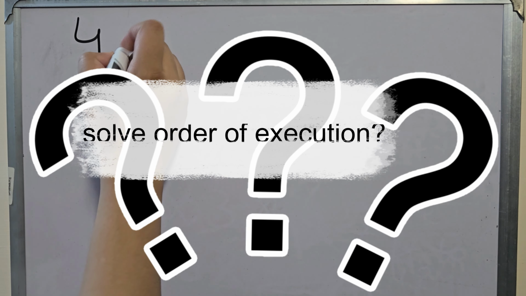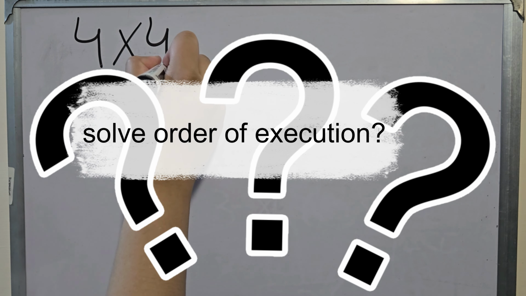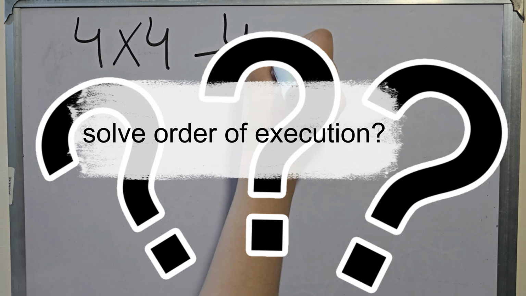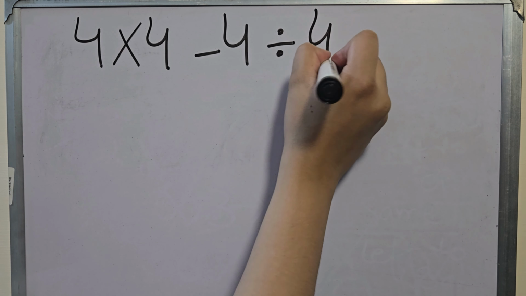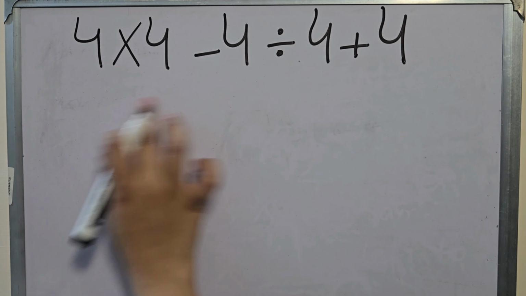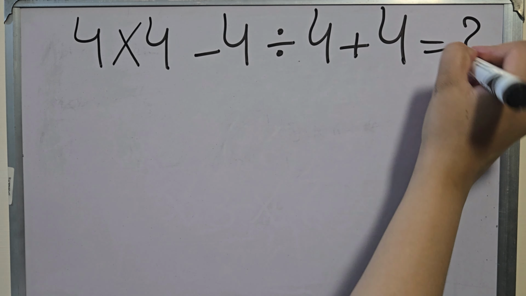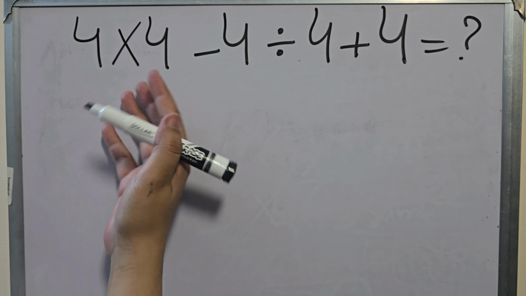This equation is a classic example of why the order of operations exists. Let's have a closer look at solving this math trap together. So we have almost all operators here. Let's say we solve this from left to right.